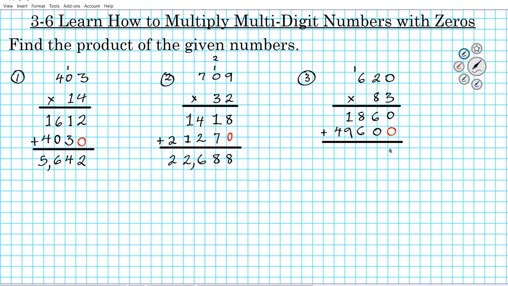0 plus 0 is 0. 6 plus 0 is 6. 8 plus 6 is 14. 4 carry over 1. 1 plus 1 is 2 plus 9, 11. Carry over 1, 5. 51,460 is the product of 620 and 83.